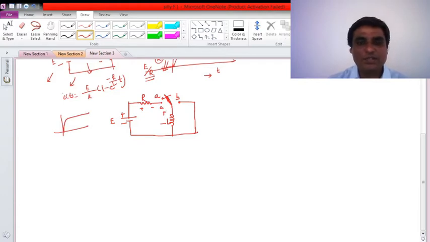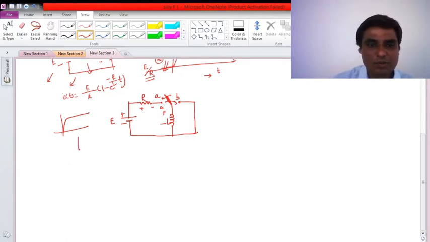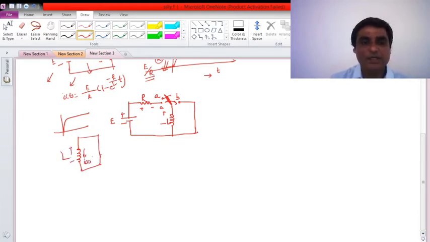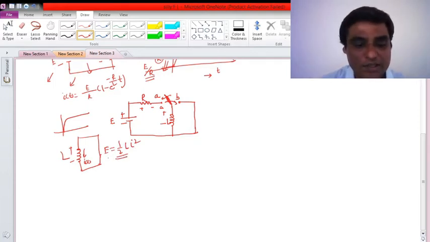Now once it has been charged by waiting up to 5 time constants, that is a few milliseconds practically, I will quickly switch from position A to position B, and my circuit looks like this. Current will flow this way through this inductor only, and after it stabilizes, the inductor behaves as a short circuit, as we know. So the energy stored is half L times the stabilized current squared, I square. This way you can store the energy in the inductor, right?